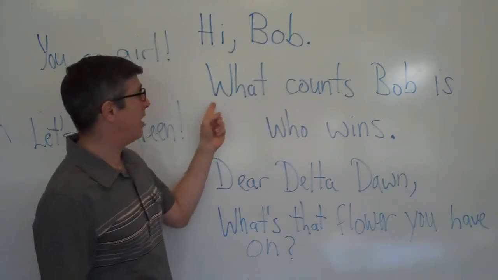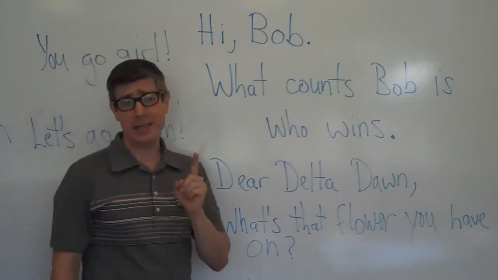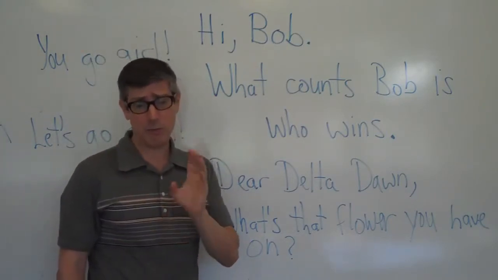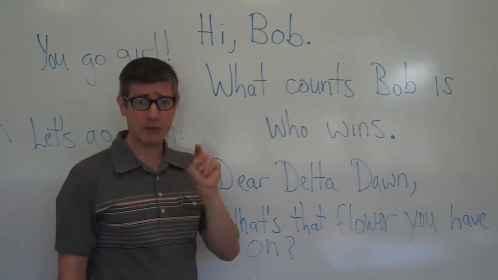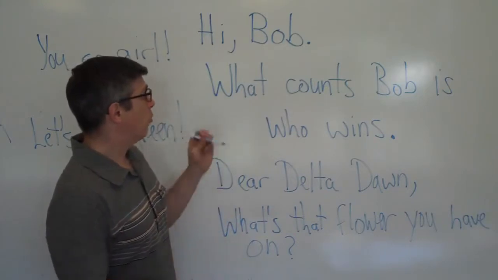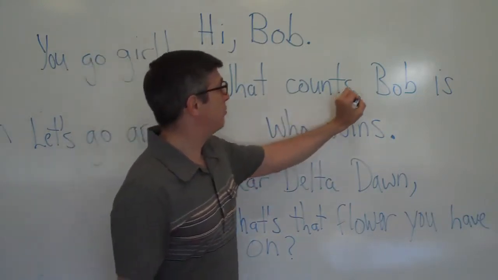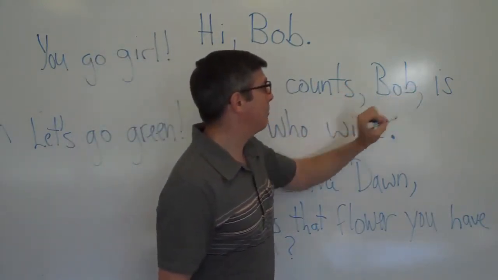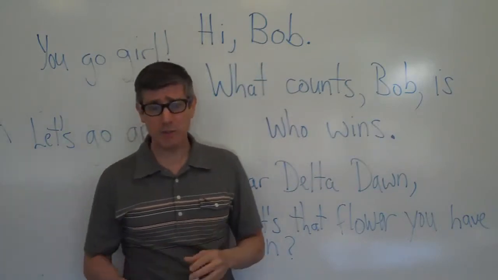So, for example, in this sentence, "What counts, Bob, is who wins." So Bob maybe is a little idealistic and you need to really explain things to him. Well, what you do here is: what counts, comma, Bob, comma, is who wins.